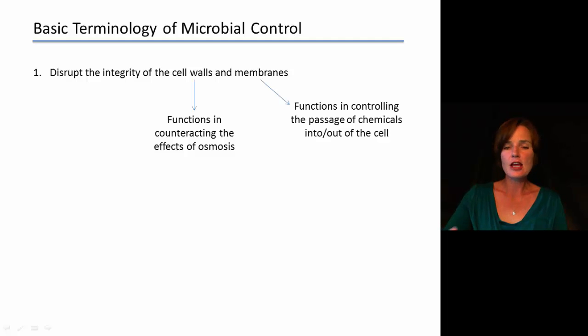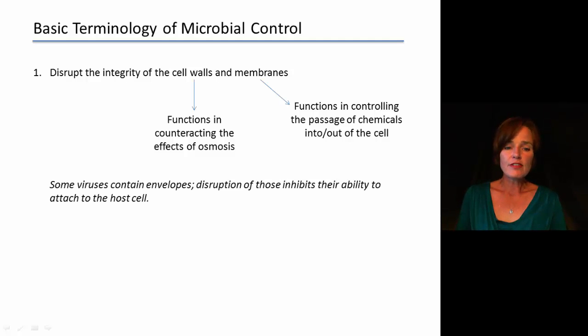The membranes are very important for controlling what gets to go in and what gets to go out of the cell. And so if we disrupt that, you might get extra stuff flowing back and forth across that membrane. Some viruses contain envelopes on the outside, and disruption of those envelopes is going to inhibit their overall ability to attach to the host cell. And if they cannot attach to the host cell, then that would disrupt their overall life cycle.